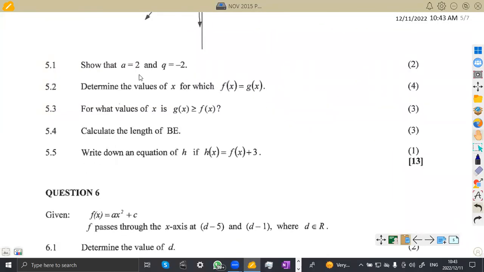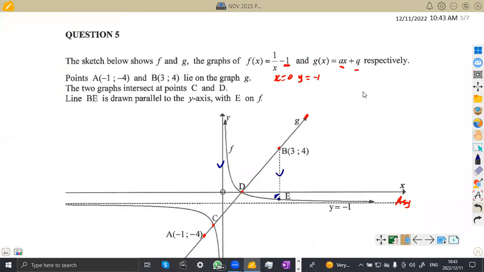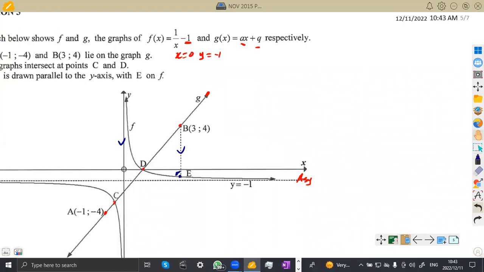On 5.1, show that a is equal to 2 and q is equal to -1. So a and q are found on the straight line. We are given that g of x is equal to ax plus q. If we take from the straight line where we know that y is equal to mx plus c, m is the gradient, which means a here is representing m, the gradient, where we know that the gradient is the change in y over the change in x. So that's y2 minus y1 over x2 minus x1.